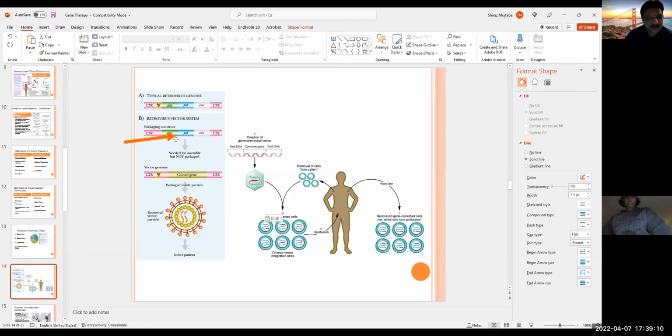But these three genes, which are injurious to human health or human physiology, are removed, and instead a new gene is cloned, which could be for hemoglobin, and then the retrovirus can be generated, and this can be put back. This molecular biology experiment for cloning the gene is very standard.